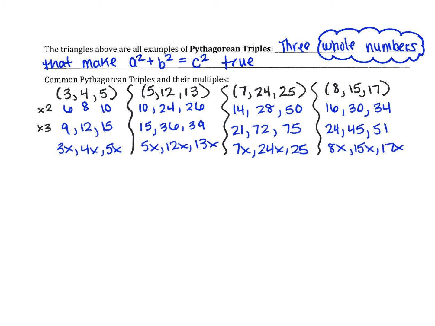So these are the most common Pythagorean triples that you will see, and you just remember them. A lot of the time you'll just see them and recognize them, and you won't really have to show any work for those because you'll already know that it's a Pythagorean triple.